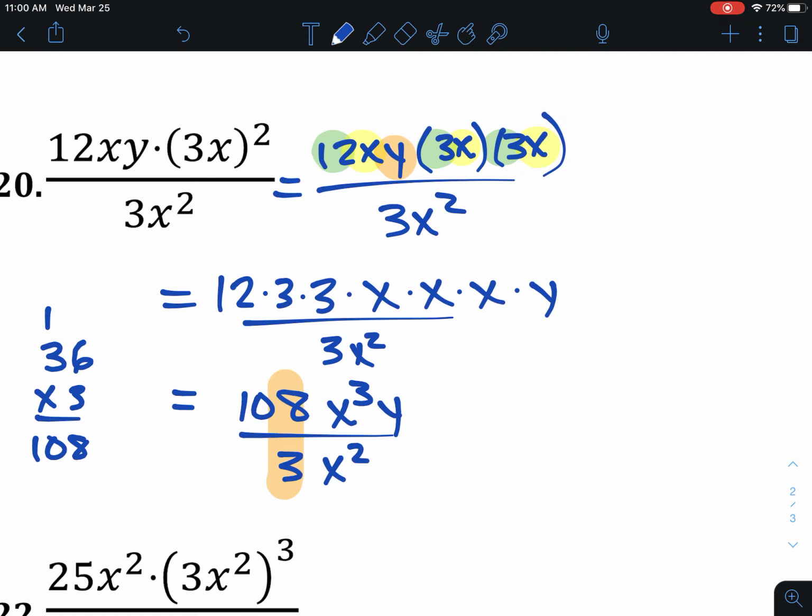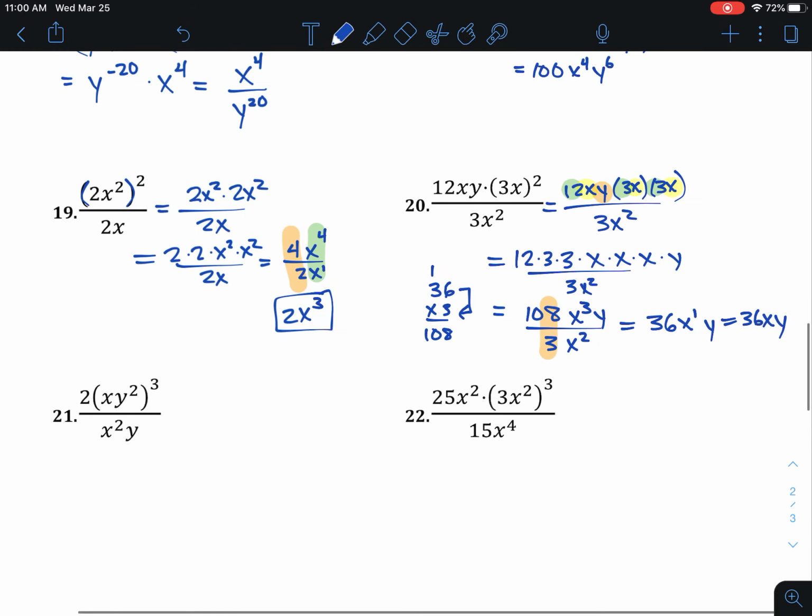So 108 divided by 3. We just figured out what it was. Something times 3 is 108, so there we go. It's got to be 36. x to the 1st y, because there's no y's in the bottom to be divided by, so we really just keep the y there, which you can call this just 36xy.